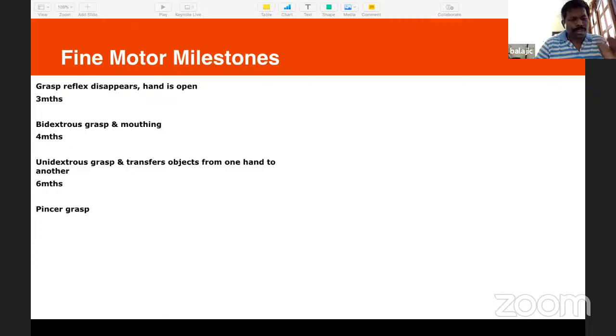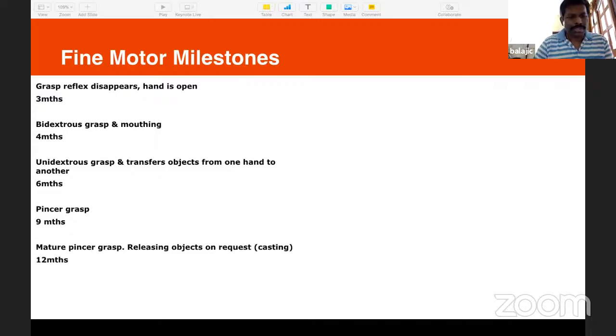Then the most important milestone, if they ask you in fine motor, is pincer grasp, which is holding an object with your thumb and your index finger. So that comes at 9 months. Very important milestone. Usually it is not achieved in cerebral palsy. Then mature pincer grasp by 1 year, and casting, which is releasing of objects on request, happens at 1 year. And the child starts independently drinking with a cup with some help.